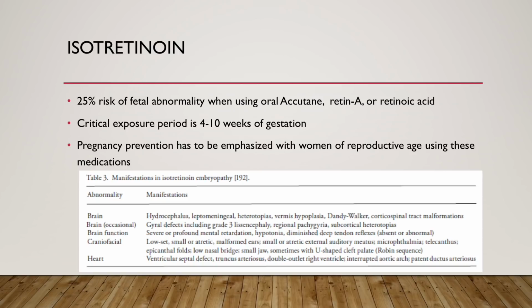Pregnancy prevention has to be emphasized with women of reproductive age that use these medications. You'll often see pregnancy contracts with women before they start this medication, as the risk of fetal abnormality is so high. This table below just discusses some of the fetal abnormalities that can occur with using medications like Accutane. And again, it's a lot of that craniofacial association, the craniofacial abnormalities that you see in many embryopathies, including low-set, small malformed ears, a small head, epicanthal folds, low nasal bridge, etc.